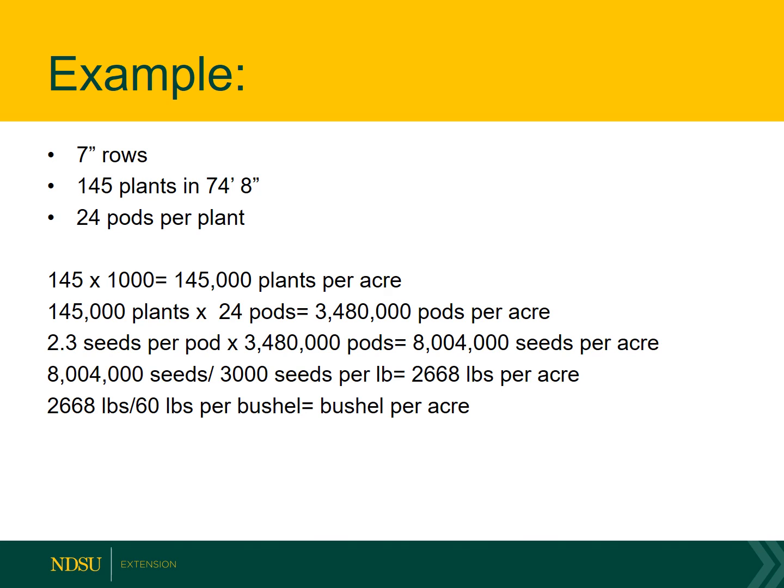our bushels per acre. So we started off with our plants, and then we got to our pods, and then to our seeds, increasing more and more, and then we finally can narrow it down. We divide by our seeds per pound, and then by our pounds per bushel. Make sure you have a little bit of time to go through the calculator with this. So let's see if we're all on the same page here. You should get about 44.5 bushels per acre. Give or take a little bit of rounding here and there, but that is what you should get.